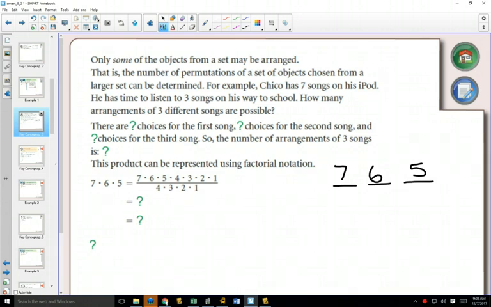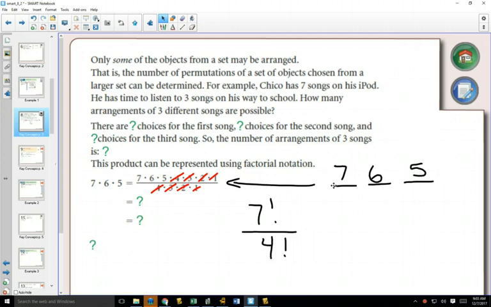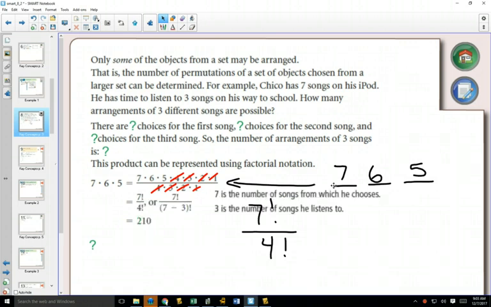Now, this is the same as counting all the way down to 1, and then starting at 4 and counting all the way down to 1, and having, see how things would just cancel out? And you're left with 7 times 6 times 5. So it's the same as 7 factorial over 4 factorial. And we call this a permutation, starting with 7 objects and arranging 3 of them. So its answer is 210.